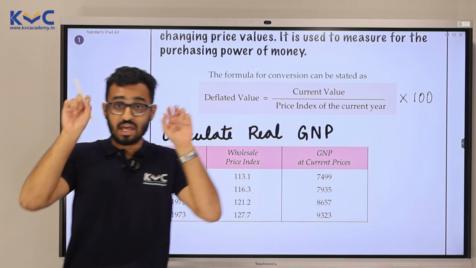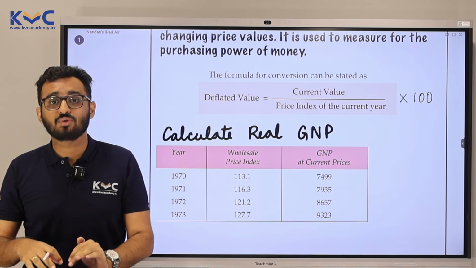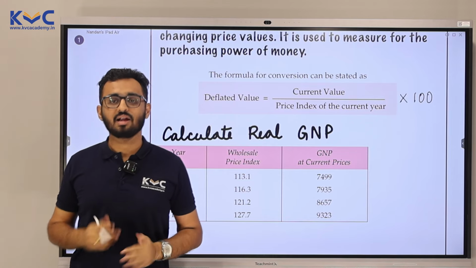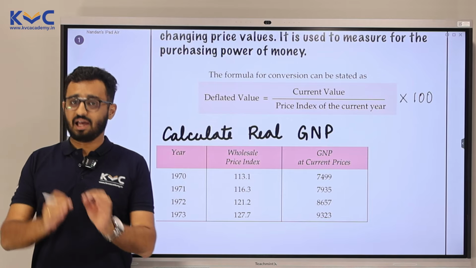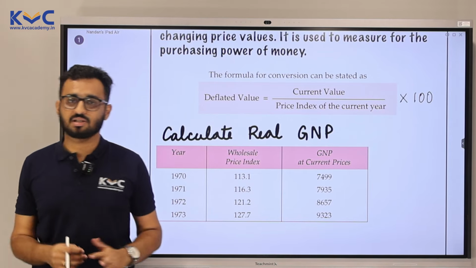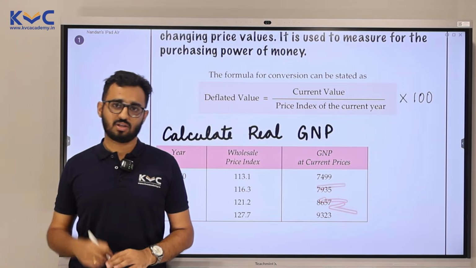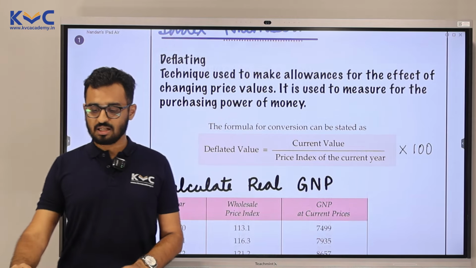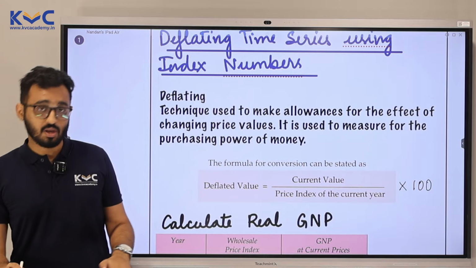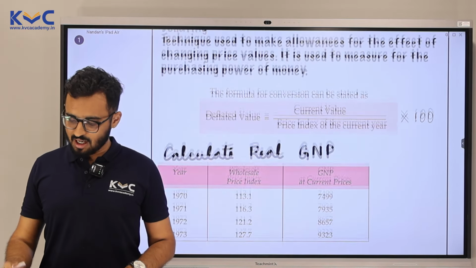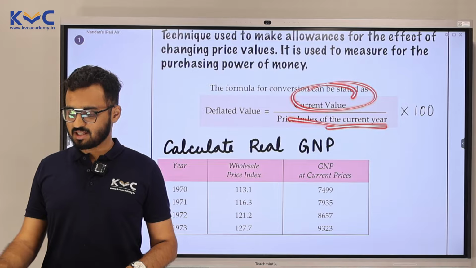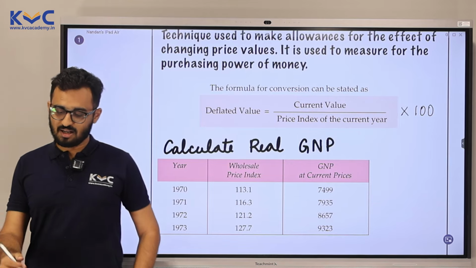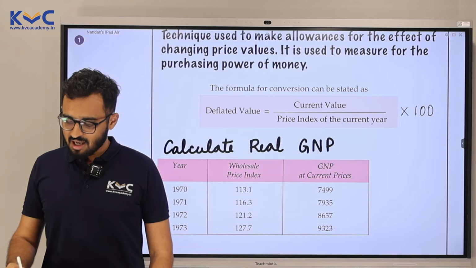That's why the word deflation. We are removing the inflation that is there. The purpose is when we do that, we'll understand the real purchasing power of money. Is there anything apart from inflation which is affecting the numbers? So that is what we'll be able to do with the use of a concept called deflation or deflating. Understood? There is a formula, current value divided by price index into 100, but let me tell you the easier way to do it, guys.